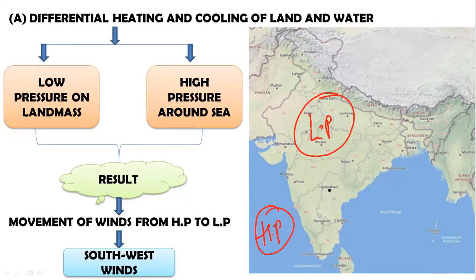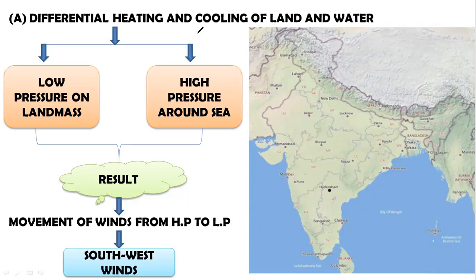What happens? The winds from high pressure blow towards low pressure. As we know this concept that winds on the surface always blow from high pressure to low pressure. So this was the first reason of monsoon arrival in India: differential heating and cooling of land and water. Because land gets heated up pretty quickly, it creates a low pressure area above it, and the winds from high pressure, that is over water bodies, flow towards the interior of India.